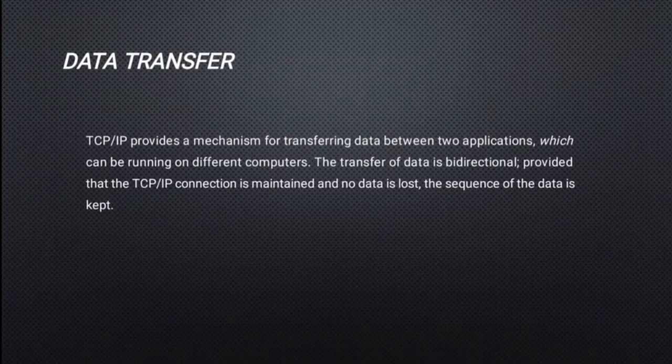TCP/IP provides a mechanism for transferring data between two applications, which can be running on different computers. The transfer of data is bidirectional, provided that the TCP/IP connection is maintained and no data is lost. The sequence of the data is kept.